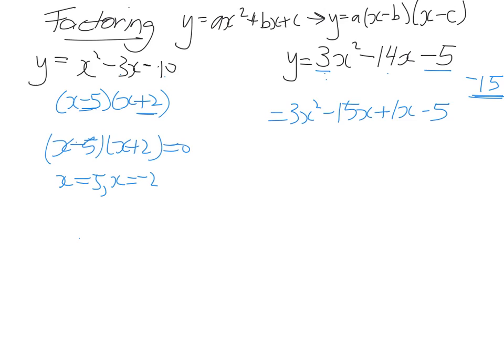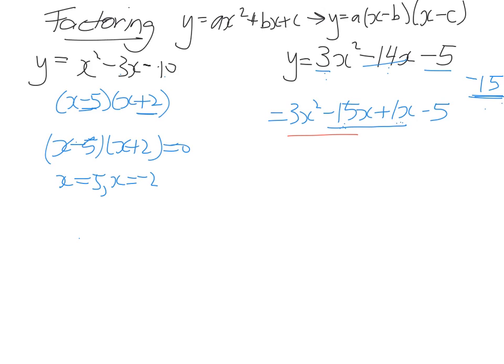What we do, we're writing this negative 14 as two other things that add up. That when we multiply them, they make negative 15, and they add up to negative 14. So negative 15 plus 1 is negative 14. Negative 15 times 1 is negative 15. And then from there, we look at factoring.